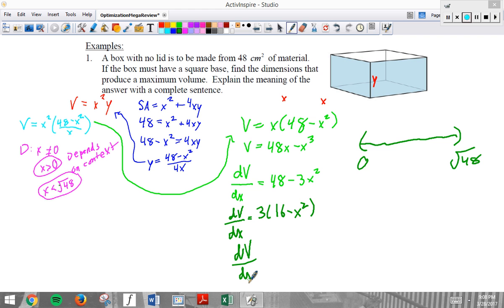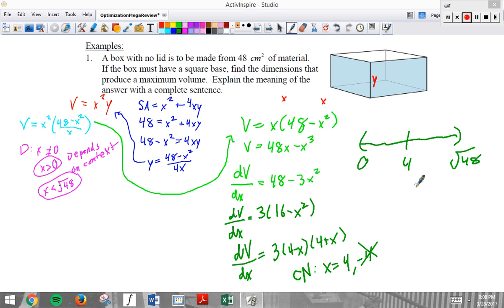Look how I'm writing dx each time, rather than writing some half-done work. So my critical numbers were x equals 4 and negative 4. Guess which one doesn't live here? Negative 4. Now we're kind of sure 4 has to be the correct answer. It kind of has to be. There's not really any other option, but we're still going to show our work.